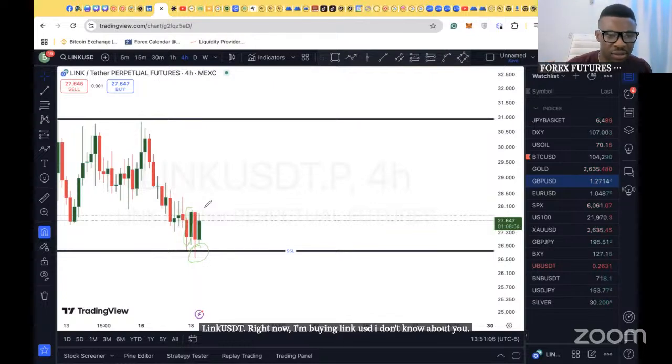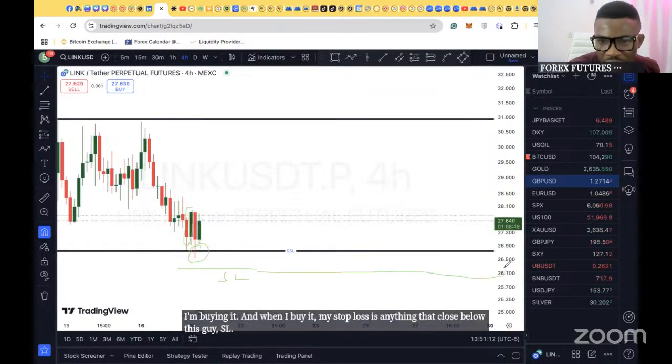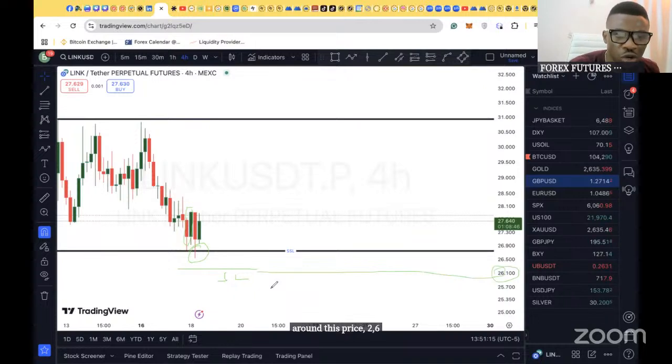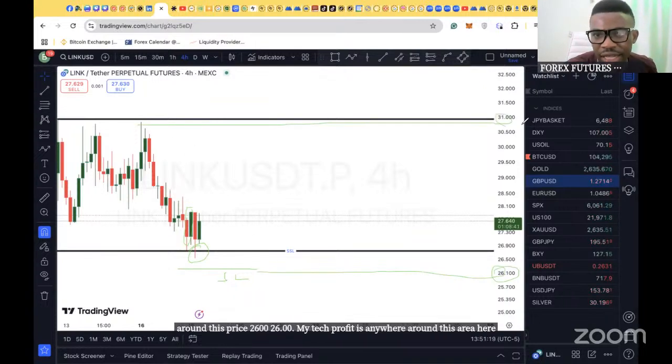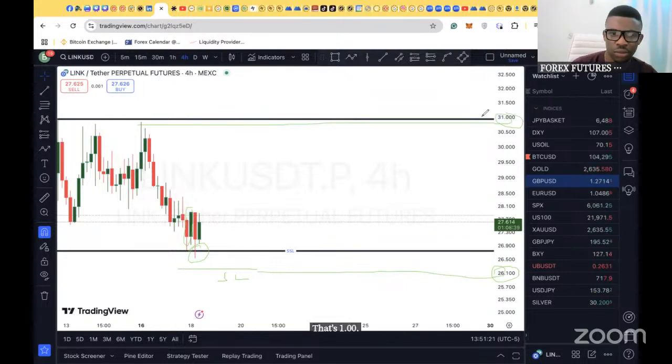I'm buying it. And when I buy it, my stop loss is anything that closes below this guy, SL, around this price, 26.00. My take profit is anywhere around this area here, 31.00, and around 1:8, thereabout. Let's go and see what we have.